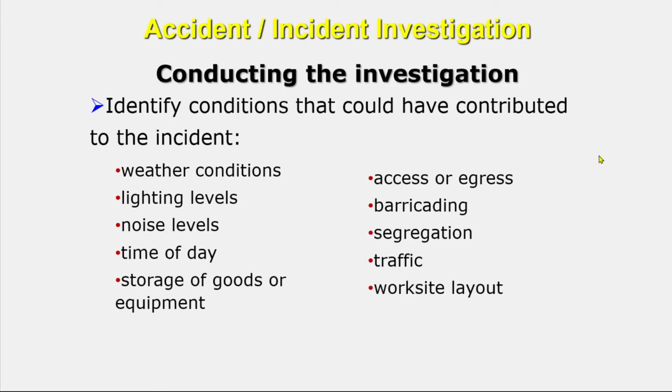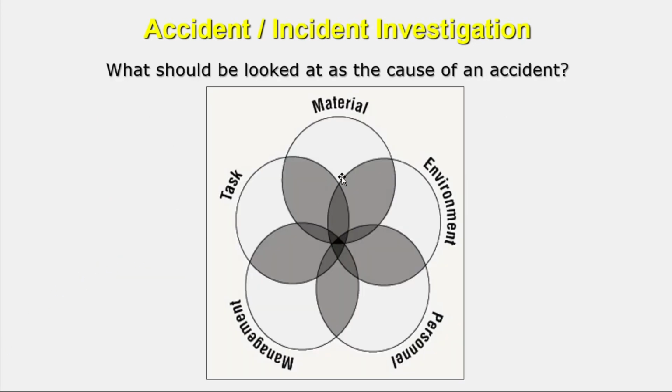Light level: we can identify whether visual contact is clear or not. If the noise level increases, there may be shouted signals or verbal communication signals. Maybe the person could not hear properly, there is a lack of communication, that's why noise level is important. Time of day: what time it happened, before lunch, after lunch, early morning, early evening. Also storage of goods and equipment, access and egress, barricading, segregation, traffic, work layout. These are the things you need to include in the incident investigations.